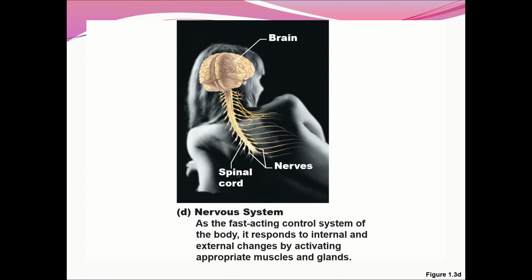The nervous system consists of the brain, spinal cord, and the nerves, and it is a very fast-acting system. The brain will send signals down the spinal cord into the nerves, and the nerves will send signals from receptors up to the spinal cord and to the brain. And so it responds to both internal and external changes in the body by activating the appropriate muscles and glands as a response.